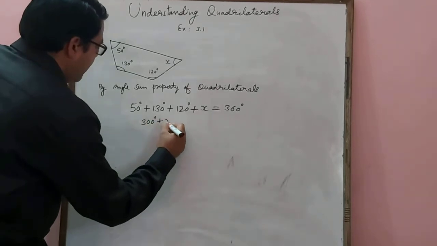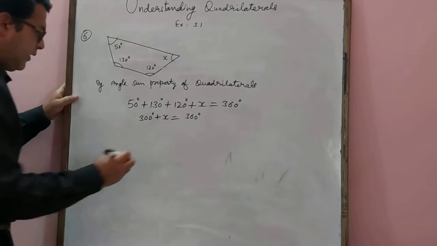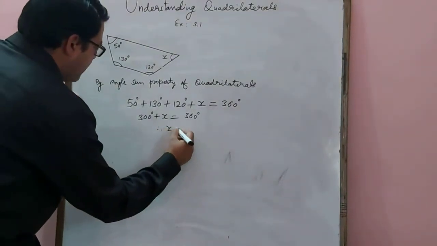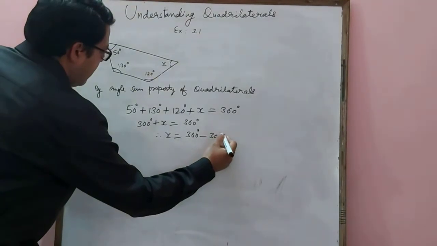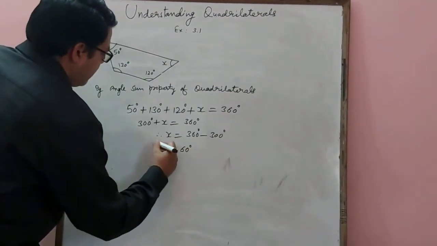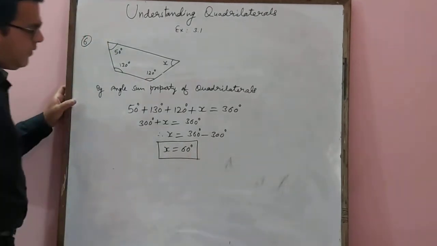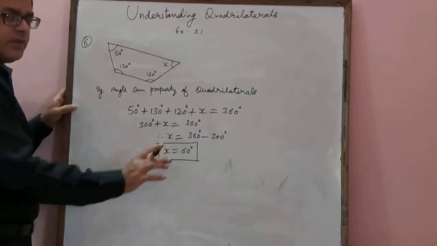So 300 degree plus x equals 360 degree. Therefore, the value of x will be 360 minus 300 degree, and the value of x is 60 degree. Got it? So the value of this x is 60 degree.